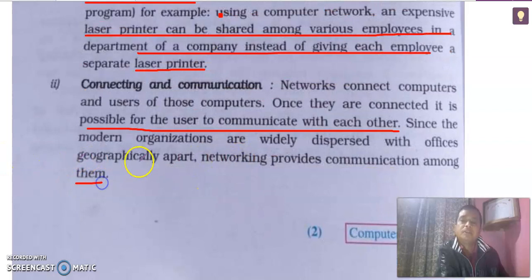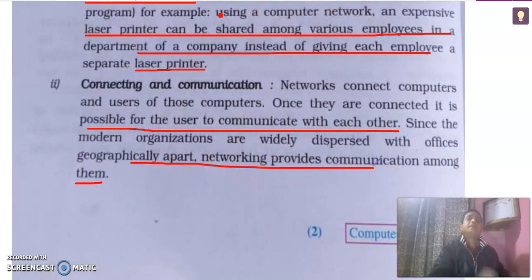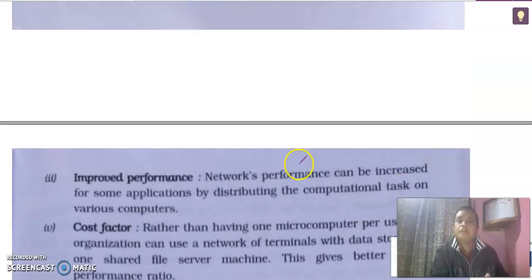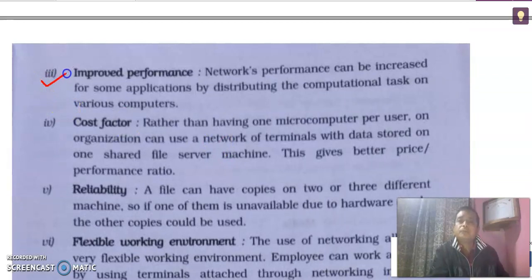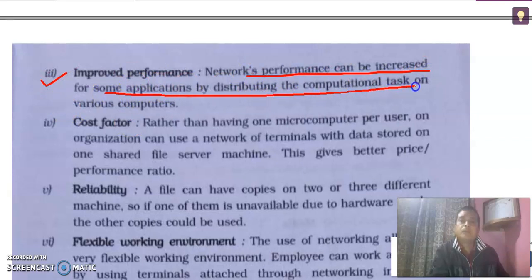So it would be easier for us to send and receive data and information within these computers which are all connected. So we can share data and information, and it helps us communicate. Next is improved performance. Network performance can be increased for some applications by distributing the computational task on various computers. So now when the data or the work is shared among the computers and the users on these computers, we can have an improved performance.